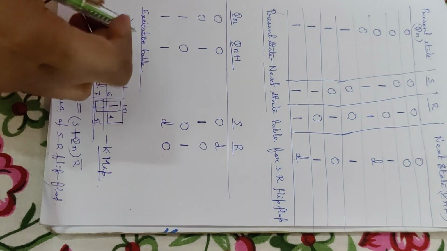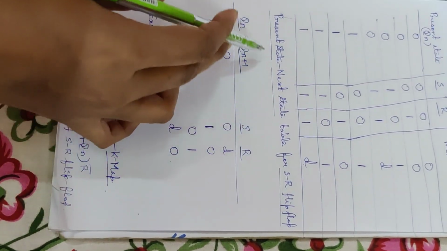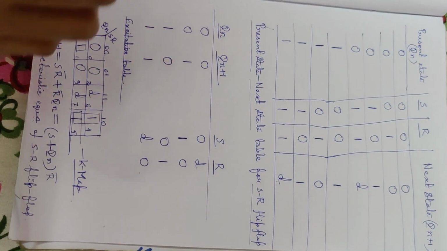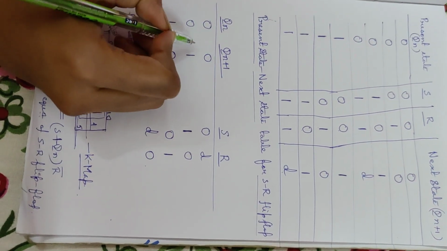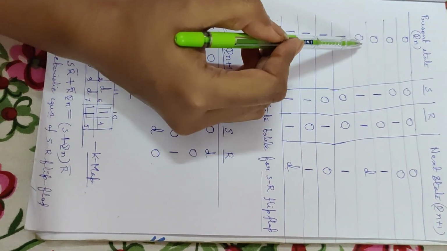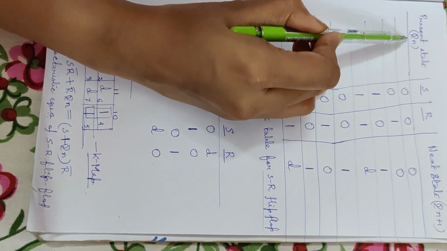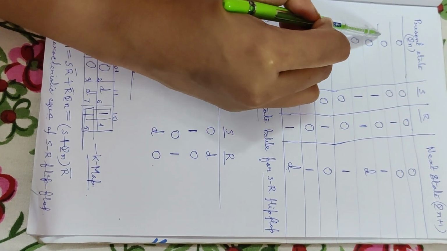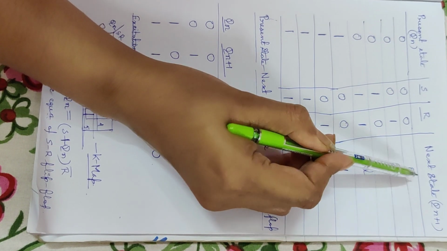Now coming to the excitation table of SR flip-flop. This is the excitation table. So how to put values in this table? First, let's come to this present state next state table. Here we can see that for these two cases, both the present state and next state values are 0.